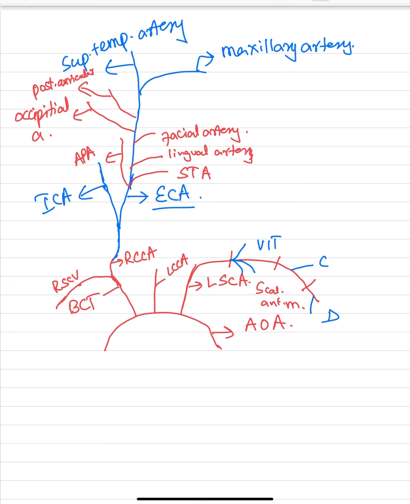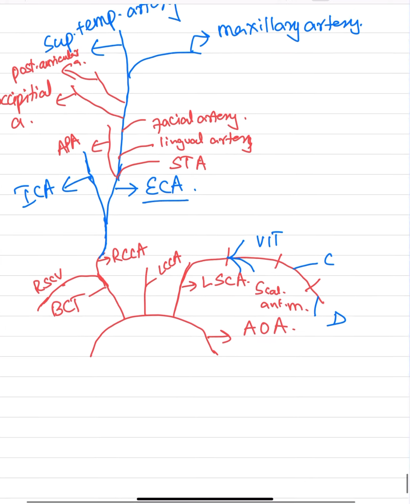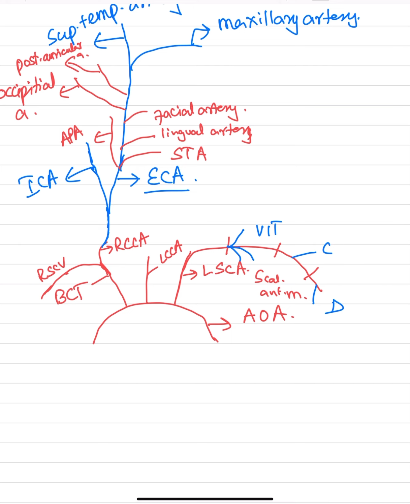Please remember, superior thyroid artery is giving blood supply to the thyroid gland, and from your thyrocervical trunk, there is also inferior thyroid artery. Okay, so thyrocervical trunk, it is giving here the inferior thyroid artery, which is also giving blood supply to the thyroid gland.